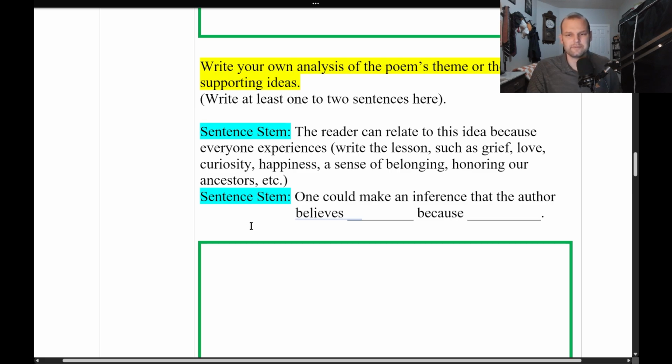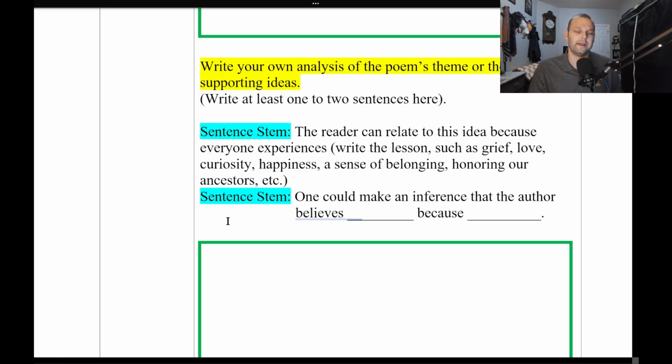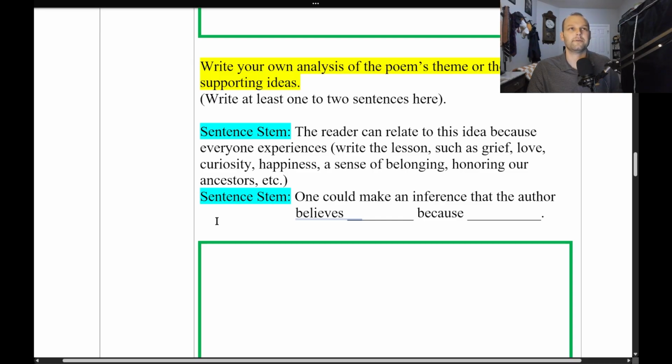So write some analysis. Remember, an inference is an educated guess that the reader makes based on text evidence from the text. You're not providing your own opinion. You're not providing your own biases. You're simply making an educated guess or an inference on what you think the author would believe based on text evidence. And we'll go through some examples.